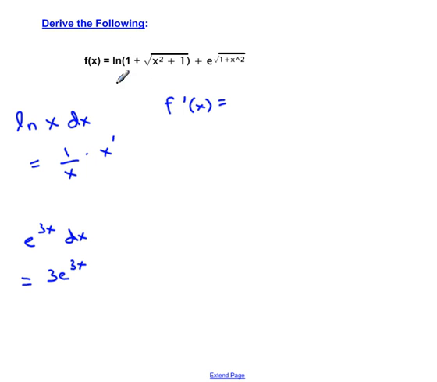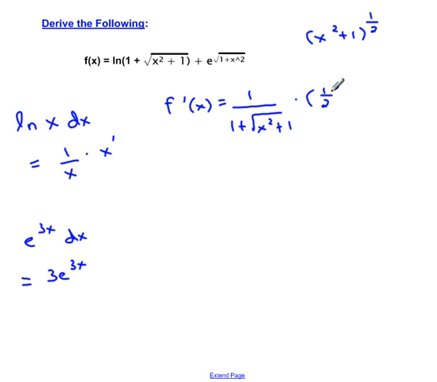So we're going to take care of the first part. So ln of this whole expression is essentially going to be 1 over the entire expression, 1 plus square root x squared plus 1, multiplied by the derivative of the expression itself. Derivative of 1 goes away. Root of x squared plus 1, well, we can rewrite this as x squared plus 1 all to the 1/2, right? And we have to derive this. So we bring down the 1/2, right?